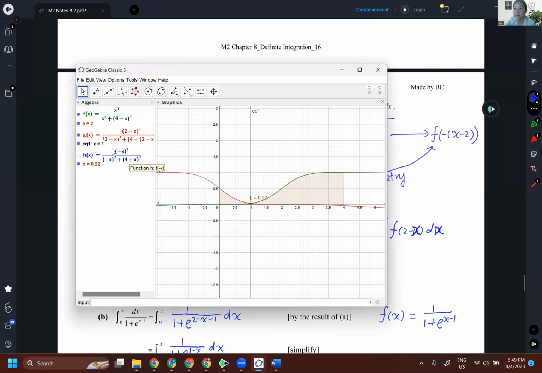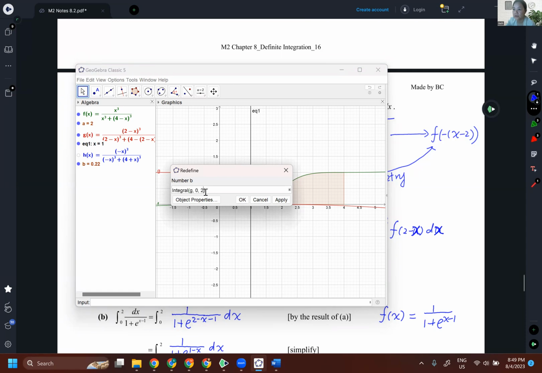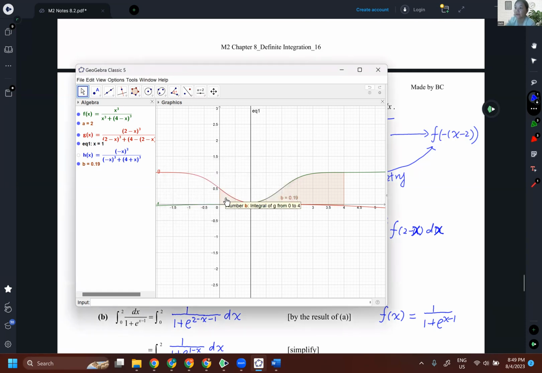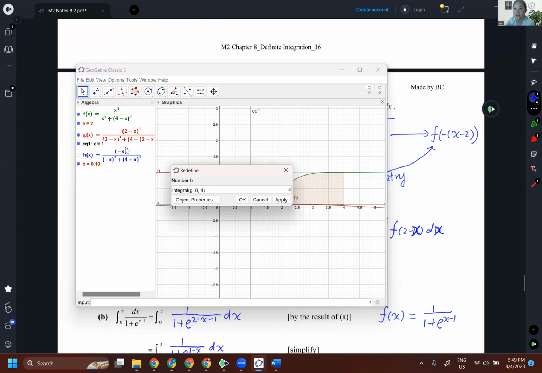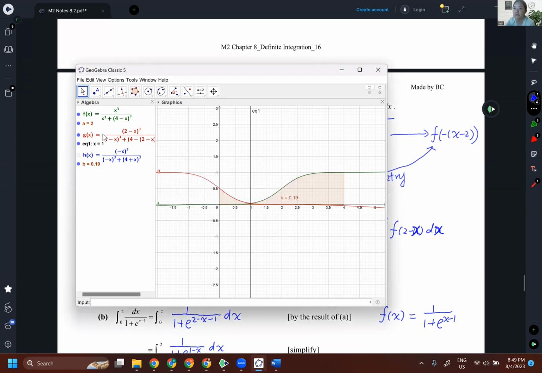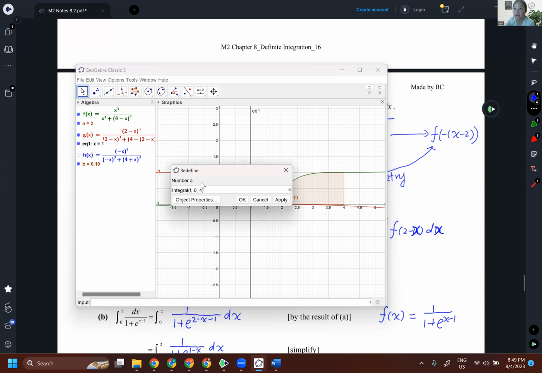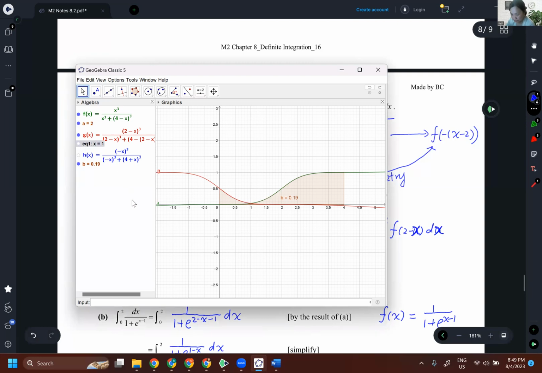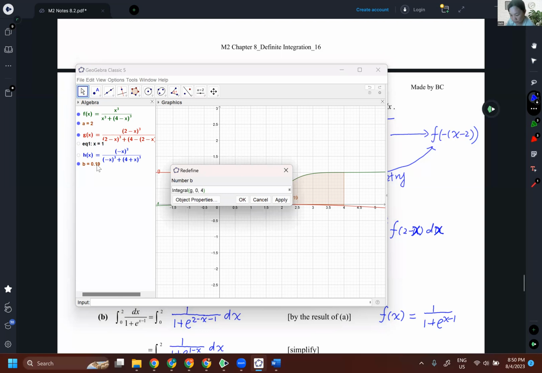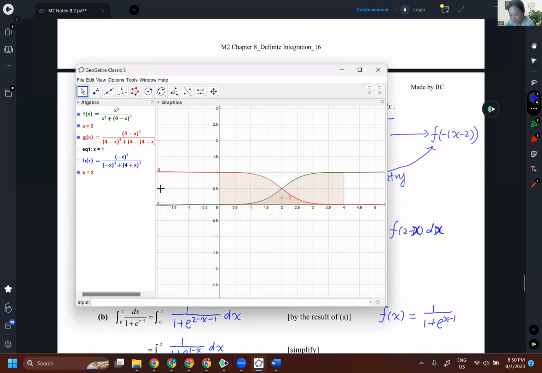And this one will be changed to from 0 to 4 as well. Is that okay? g from 0 to 4, f from 0 to 4. Why is it not the same? Oh, sorry, I made it wrong. g is not 2 minus x, g is 4 minus x. Oh, sorry. Yes.